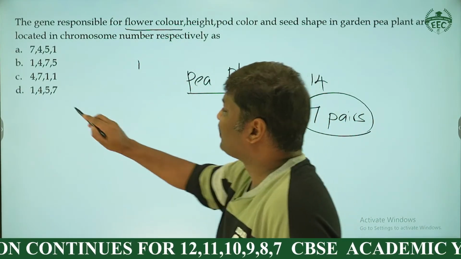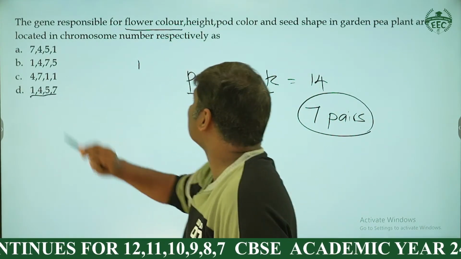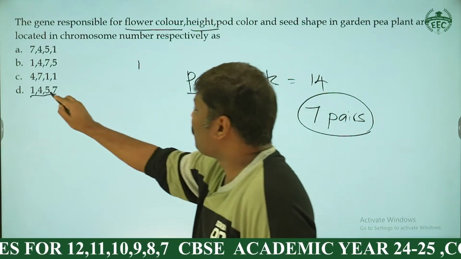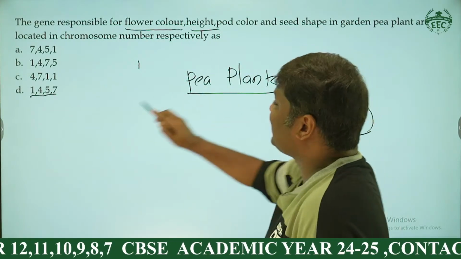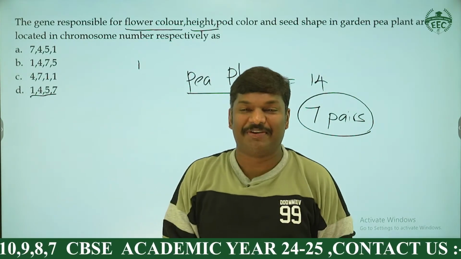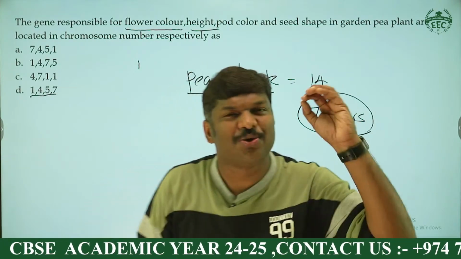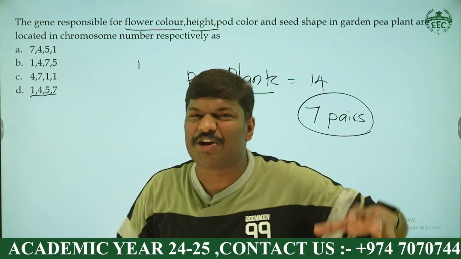And where is the height? You can see height is there in the 4th chromosome. And here you can see the pod color. Pod color is there in the 5th one. And you can see the seed shape in the last chromosome. We discussed seed shape in the last chromosome. So this is the right answer. At least you have to study this point.